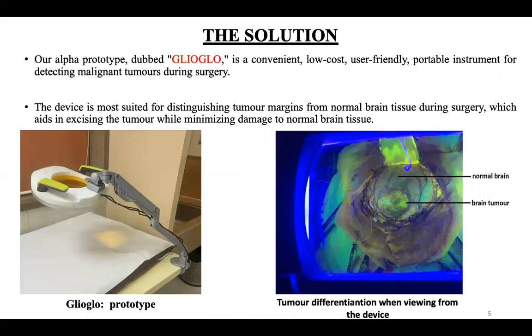To solve this problem, we have developed a device Glioglo, which is a low-cost, user-friendly portable instrument for detecting malignant brain tumors during surgery. It helps in distinguishing tumor margins from the normal brain tissue during surgery and aids in excising the tumor while minimizing damage to the normal brain tissue.